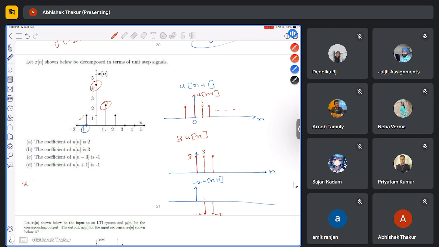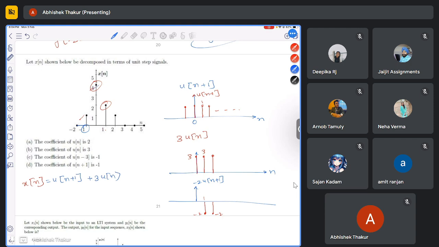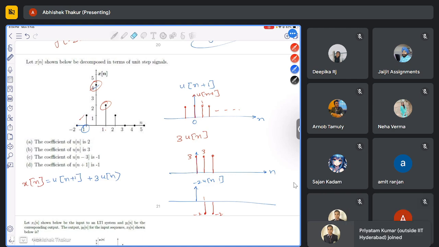So now we can directly write x[n] with this analogy, and we can continue it forward. x[n] is equal to u[n plus 1] plus 3 u[n], which is 3 plus 1, it is 4. Now at u[n minus 1], it is minus 2, so minus 2 u[n minus 1]. Now again we have to do minus 1 u[n minus 2]. Again minus 1.